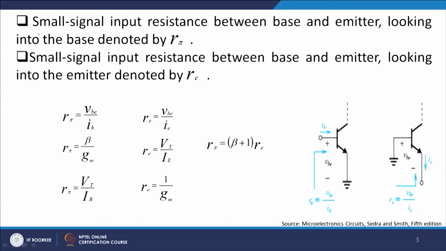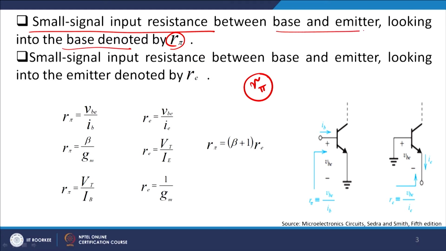So if I know the base to emitter voltage, I can predict the value of the collector current directly by multiplying GM with the rate of VBE, and that is quite an interesting phenomenon. Now we define another resistance known as the small signal input resistance, referred to as R pi, and it is nothing but the resistance looking from the base side, between base and emitter. So looking from the base side, the resistance is VBE by IB. VBE is the voltage between these 2 points, and IB is the current by virtue of this voltage.